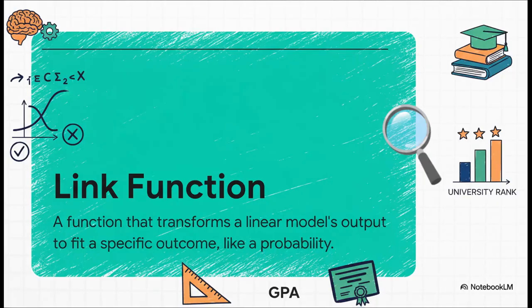The answer is actually a really clever idea called a link function. The best way to think of it is as a special kind of translator. It takes the normal output from a linear model, which can be any number, big or small, and it translates it into the language we actually need. In our case, the language of probability.